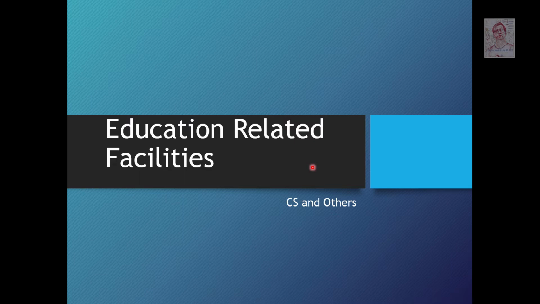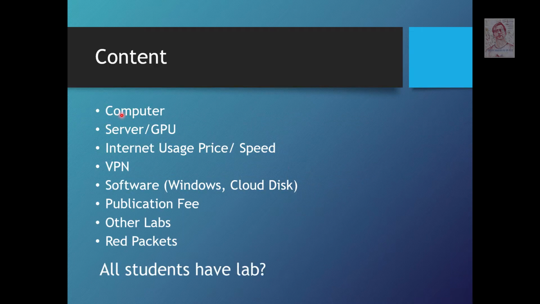So let's move forward. I am going to discuss the computer, then server or GPU facility, then internet, its usage, price and speed, VPN, software like Windows or Cloud Disk, and other software like MATLAB and Word, etc. Publication fee, and what about other labs, and this is the funny one for me, red packets.